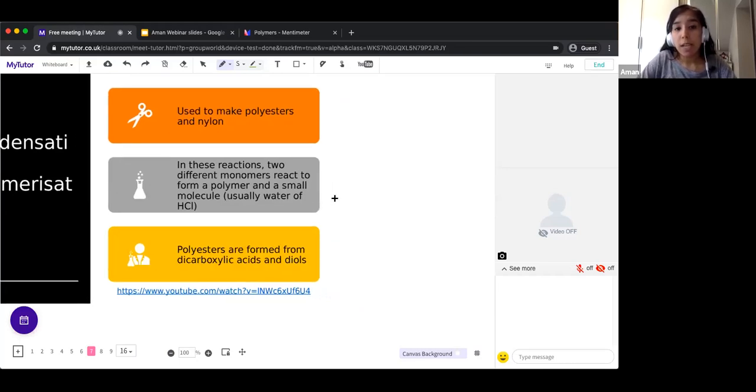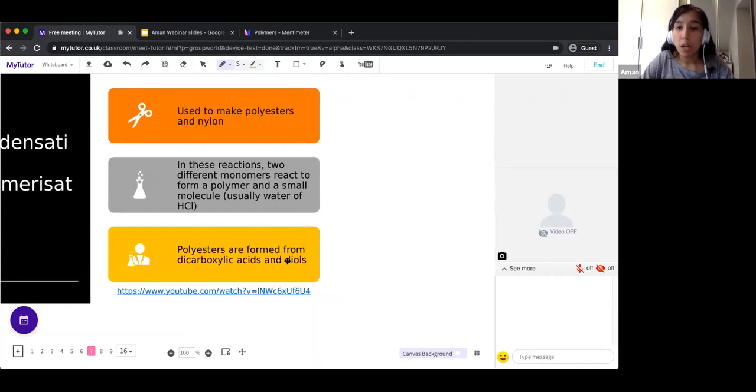So a dicarboxylic acid could be something like hexanedioic acid. And what that means is that on each end of the hexane molecule, you will have a COOH group, which is the carboxylic acid group. And then the diol will have an alcohol group on each end. So if you imagine ethanol, instead of having an OH group on one end, it will have it on both ends.